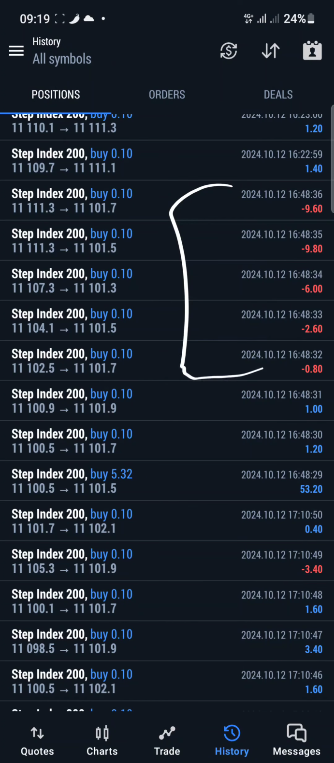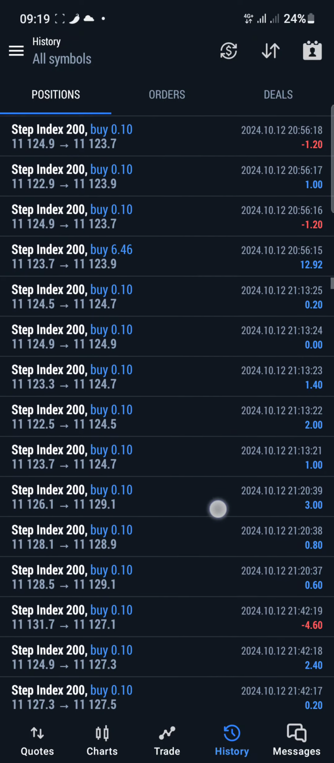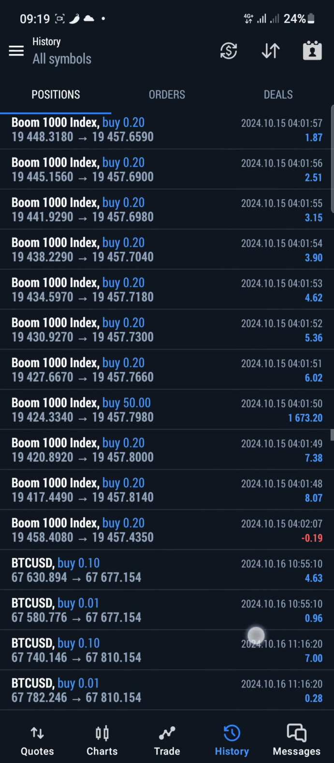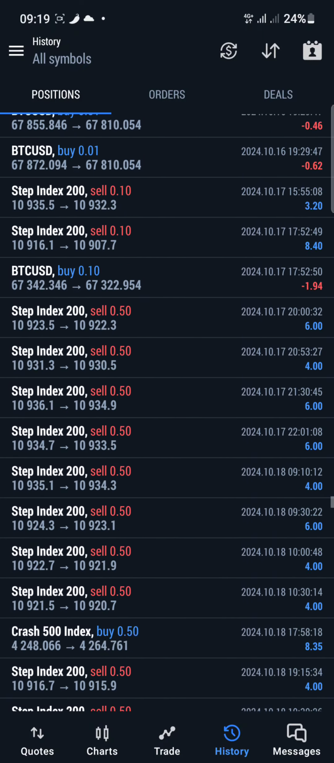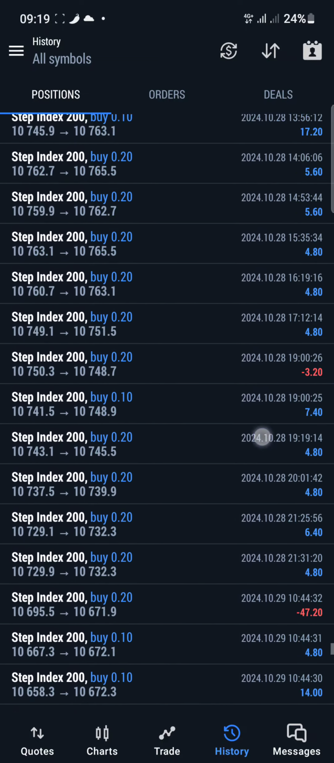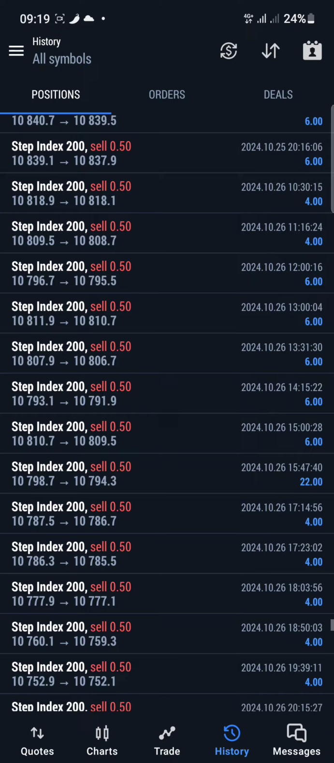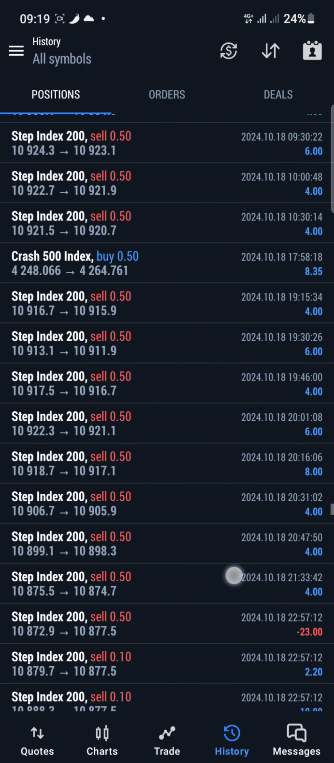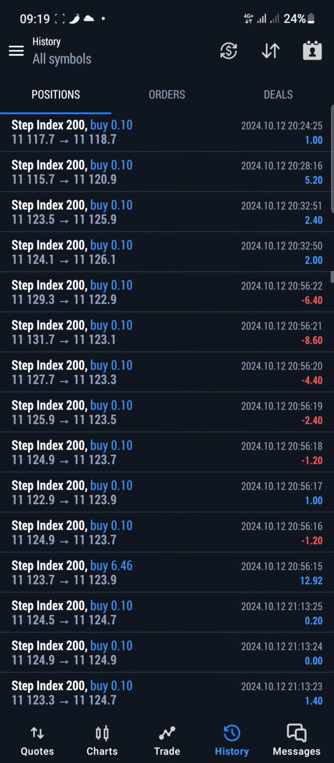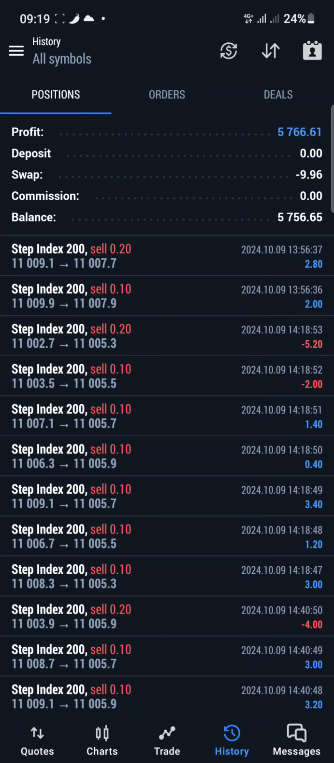Check out this also. You can see all that. So I can go on and on like that, trading different assets. It's not only step index. BTC is there, boom is there, gold is there, and the likes. Even euro USD is also there. So trading different assets, guys. This is so amazing, guys.